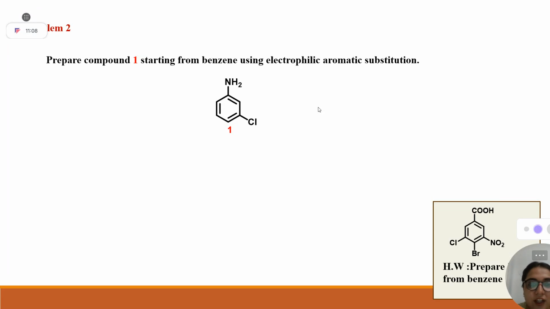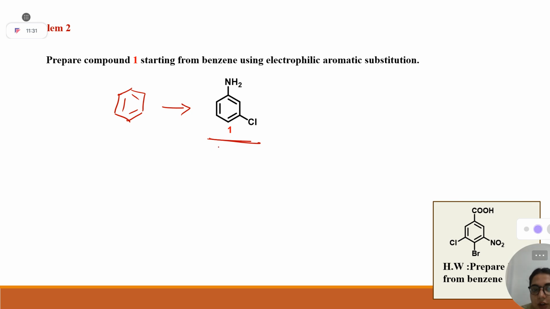Problem number 2 is you have to prepare compound 1 starting from benzene. You can take one, two, or three steps. In one step, you can't form it. You have to use electrophilic aromatic substitution starting from your benzene. How can you reach this molecule?